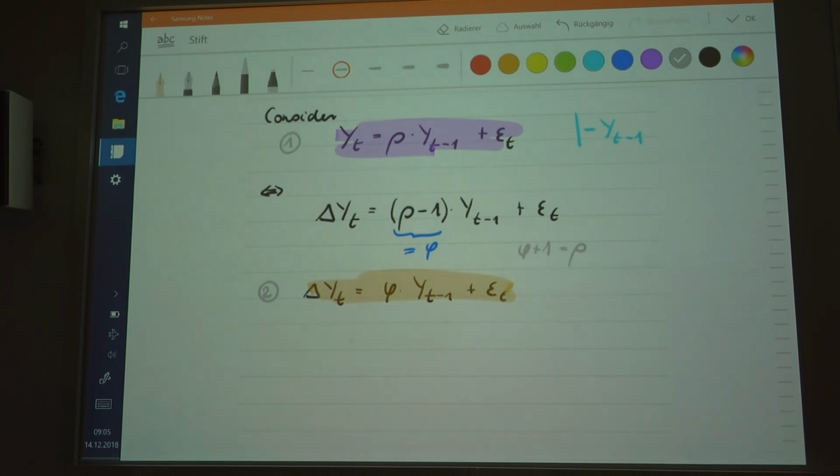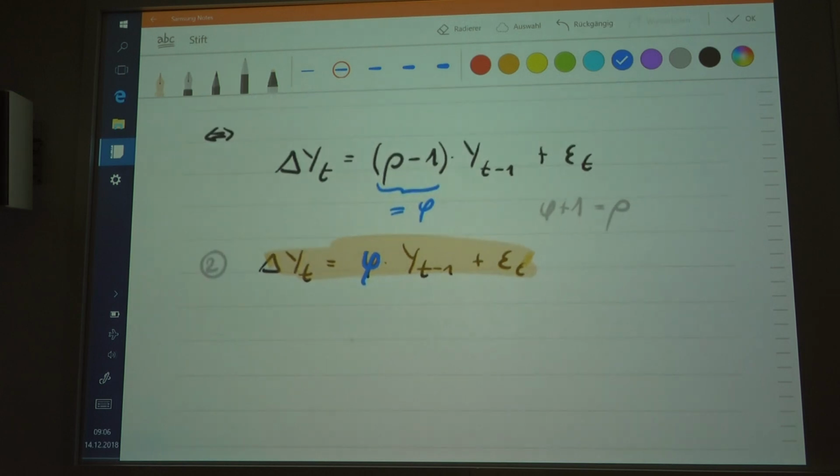And testing for unit roots, for integrated processes, basically involves tests on either this coefficient or that coefficient, the coefficient phi. Because in this case you will see that if phi is equal to 0, then the difference of the process is going to be equal to the noise.